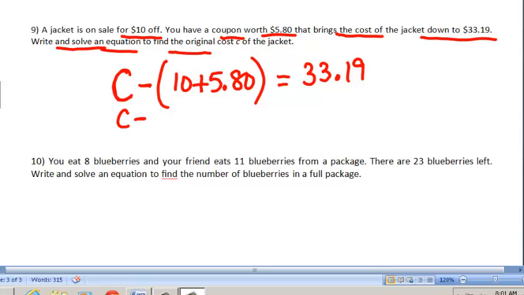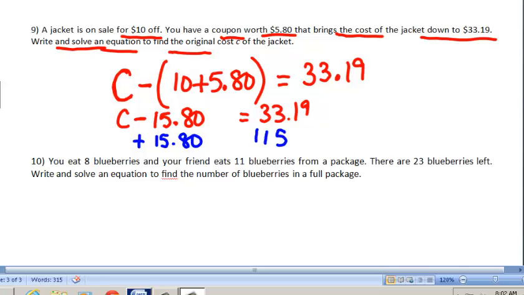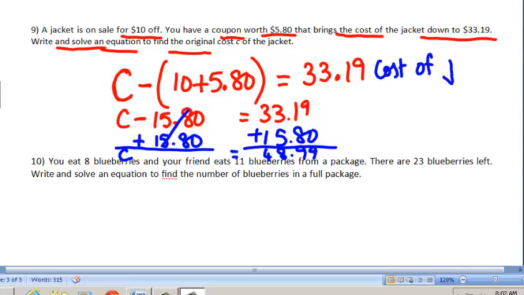C take away, remember order of operations, I have to add this. So that gives me $15.80 equals 33.19. Again, this is a subtraction problem, so I undo the $15.80 by adding $15.80 on both sides. This becomes a 0, this remains a C equals, and I end up with $48.99.